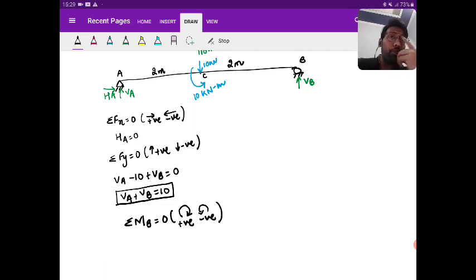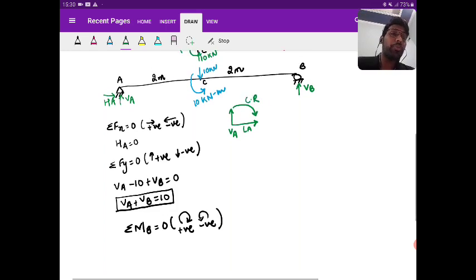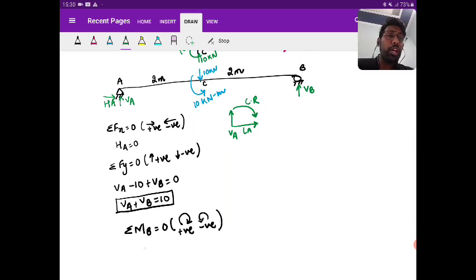So VA, look at the VA. VA is acting upward. Yes or no? And you have to move from A to B. A to B, this is your lever arm. So you need to turn from VA to the lever arm. So this is clockwise rotation. Yes or no? So if it is clockwise, it will be positive. So what I am writing, VA into 4.